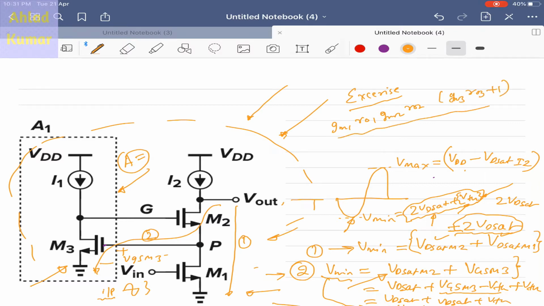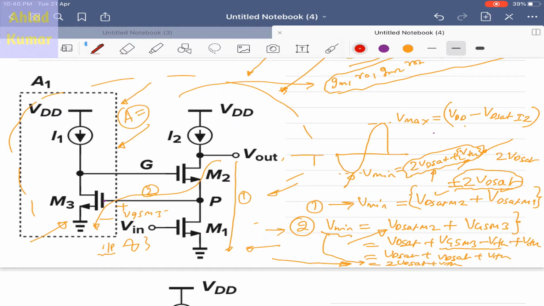This is very easy once you have derived the equation which I asked you to do in our earlier lecture. What you have to do is just substitute the gain of this particular amplifier in that expression and you will get this. So as discussed, how to get 2 VD sat instead of 2 VD sat plus VTH? We have to come up with some alternative architecture to get this range.